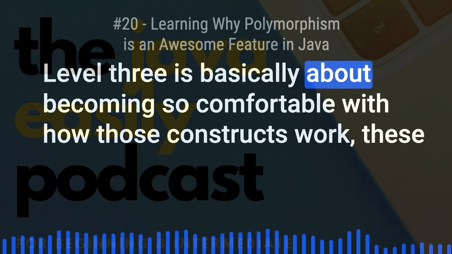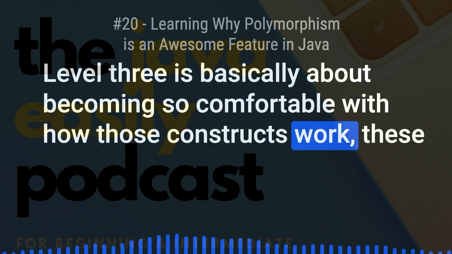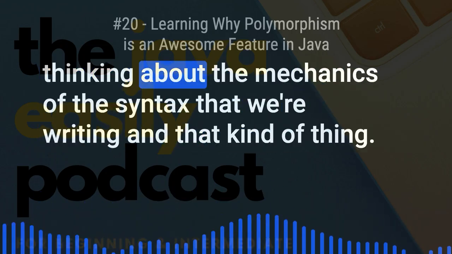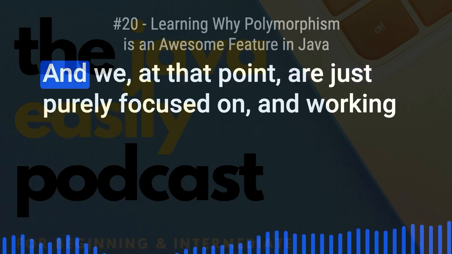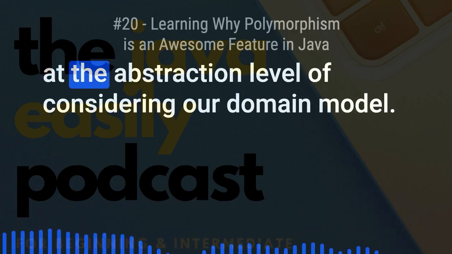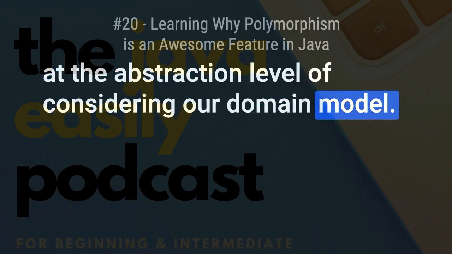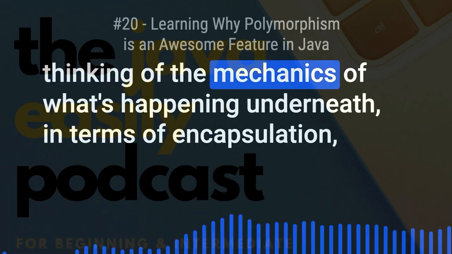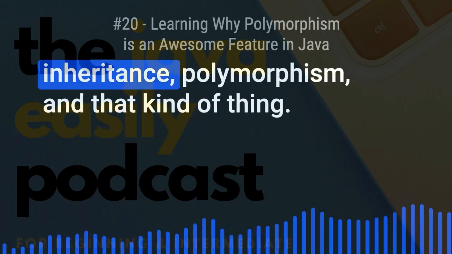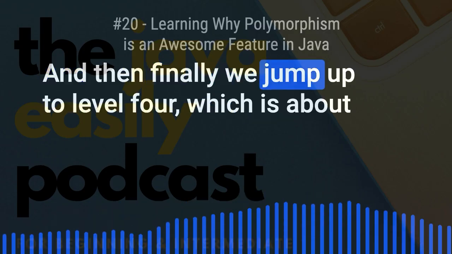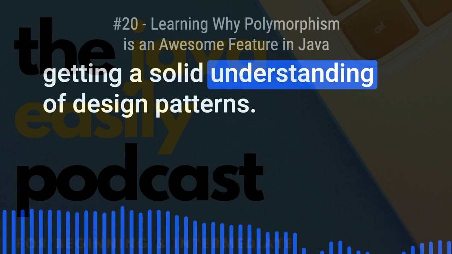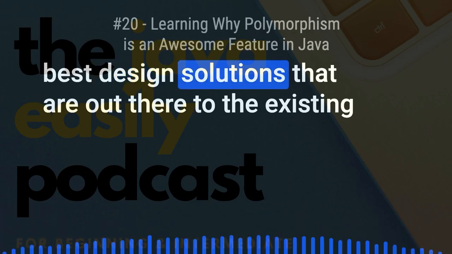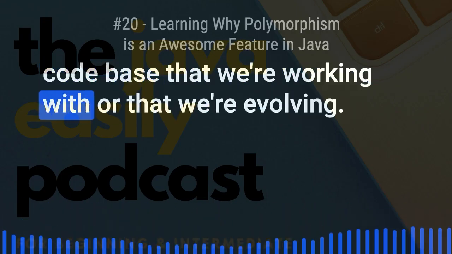Level 3 is basically about becoming so comfortable with how those constructs work, these OO foundational constructs, that we can just code away almost on autopilot, not really thinking about the mechanics of the syntax that we're writing. At that point, we are purely focused on working at the abstraction level of considering our domain model. That is, just coding up the things that model our real world, real life objects, without thinking of the mechanics of what's happening underneath in terms of encapsulation, inheritance, and polymorphism. And then finally we jump up to level 4, which is about getting a solid understanding of design patterns and then being able to work with those confidently so that we can apply the very best design solutions that are out there to the existing code base that we're working with or that we're evolving.